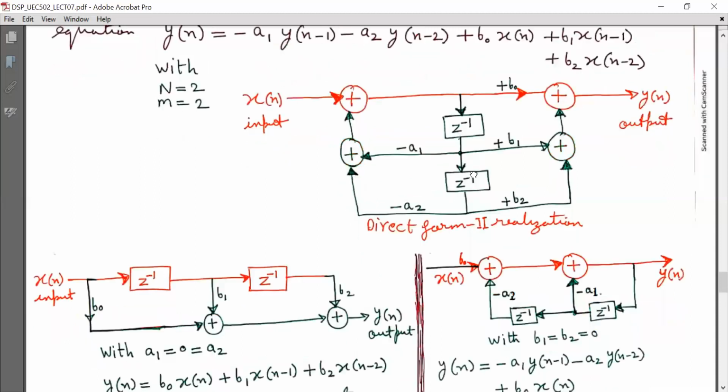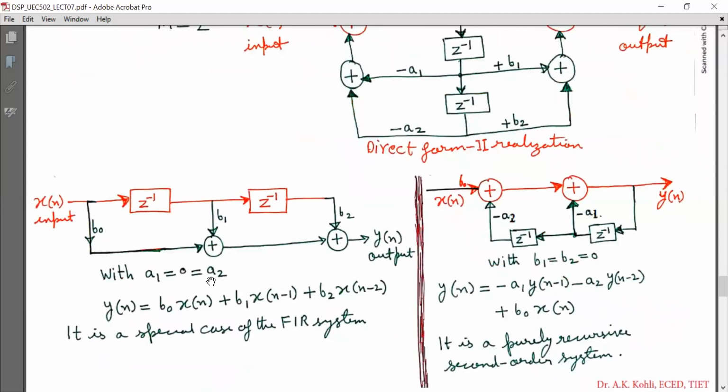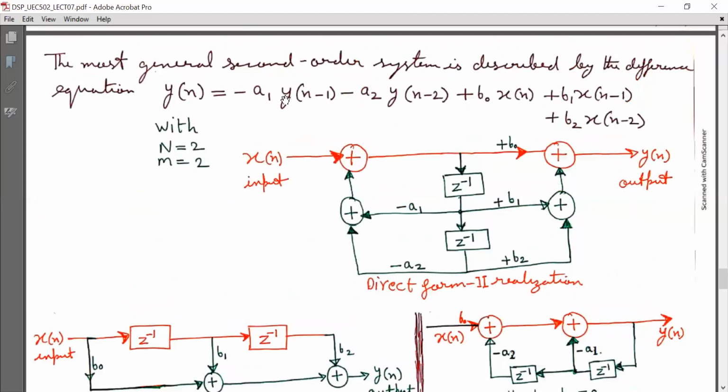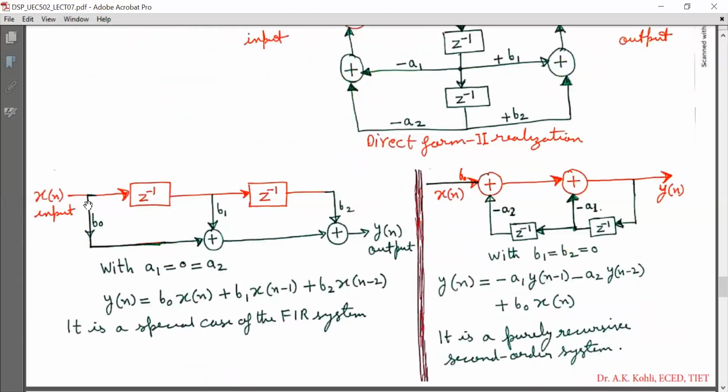Now we discuss two special cases. One with a1 equal to a2 is equal to 0. When a1 and a2 are 0, yn is equal to b naught xn plus b1 xn minus 1 plus b2 xn minus 2. So this structure will look like this: xn times b naught. Here at this point it will be xn minus 1 into b1. At this point xn minus 2 times b2. All are summed up to give yn.